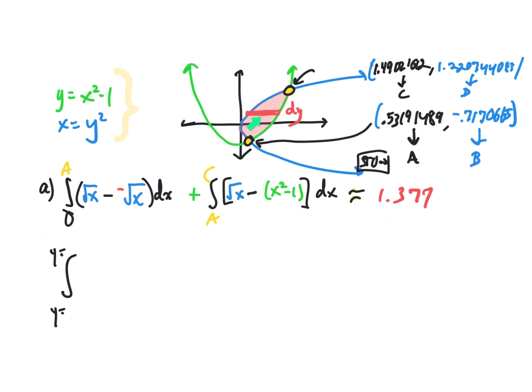Now let's do it the easier way. Use horizontal representative rectangles, so the differential is dy, and we'll do a single integral from y equals b to y equals d. Then for the length of a rectangle, we need the biggest x value minus the smallest x value, so the green x value minus the blue x value. The green x value is the square root of y plus 1, and the blue x value is y squared. That's it. And we get the same answer with much less work.